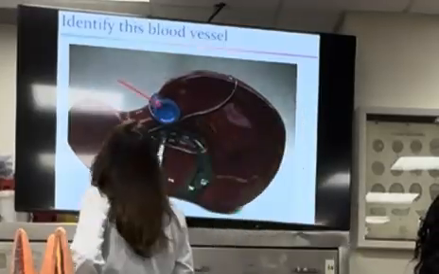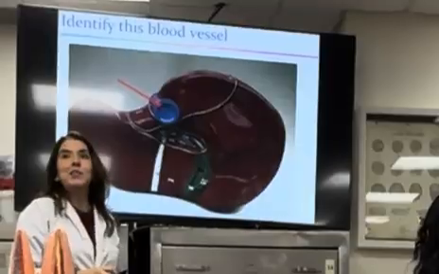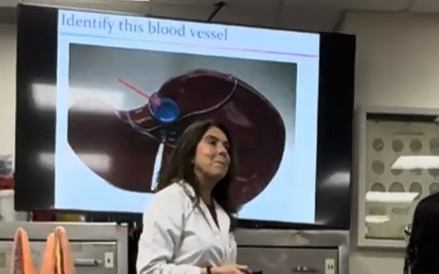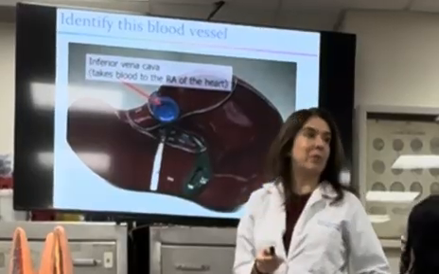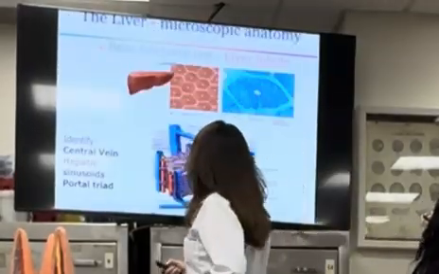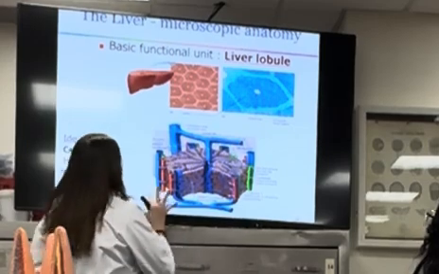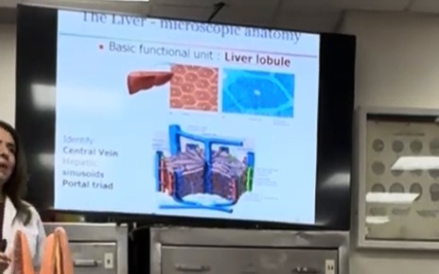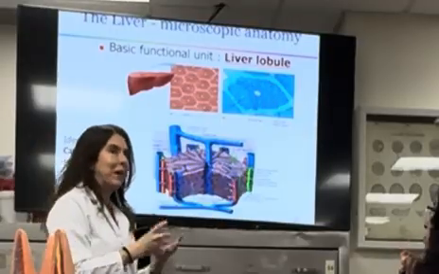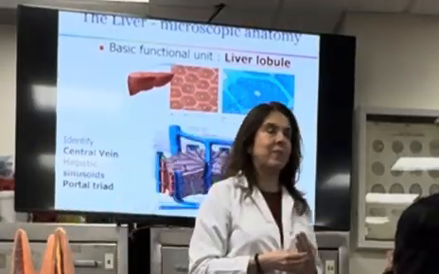Okay. What is this? Blood vessel is the largest vein below the diaphragm. Inferior. Inferior vena cava. Yes. Okay, it goes to the right atrium. Don't forget that. Okay. So now, here we are looking at the liver lobule. It's the basic microscopic structure of the liver.